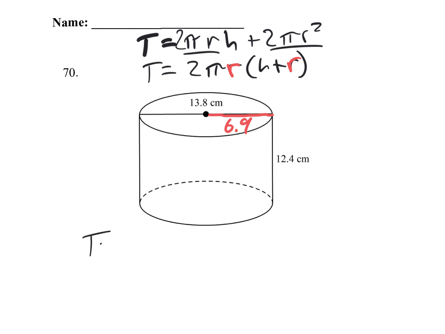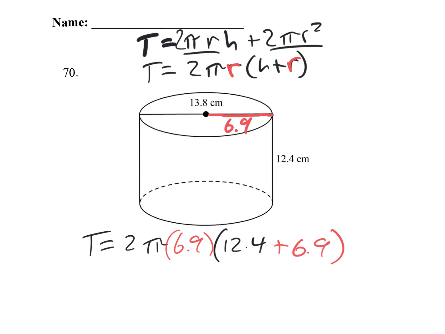So the surface area would have to equal 2 times pi times 6.9. Let's put that in parentheses. Times the height, which is 12.4, plus the radius, which is 6.9. All right, we literally just plug this all into our calculator, and we get 800.